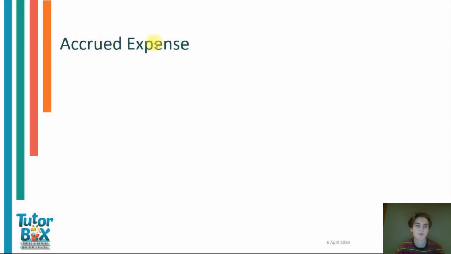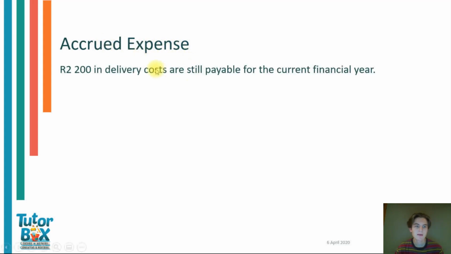Let's look at accrued expenses now. So an accrued expense is an expense that we still need to pay. The adjustment relating to this example says 2,200 Rand in delivery costs are still payable for the current financial year. So what does this mean? This basically means that we still owe 2,200 Rand to the delivery company for this current financial year.